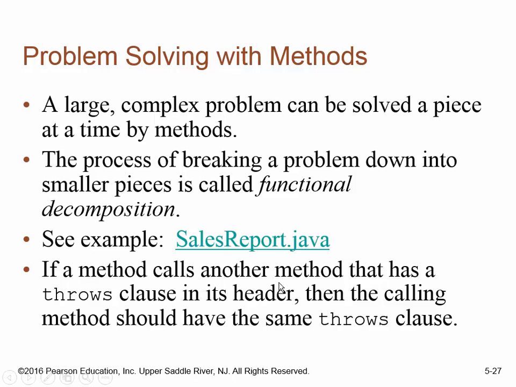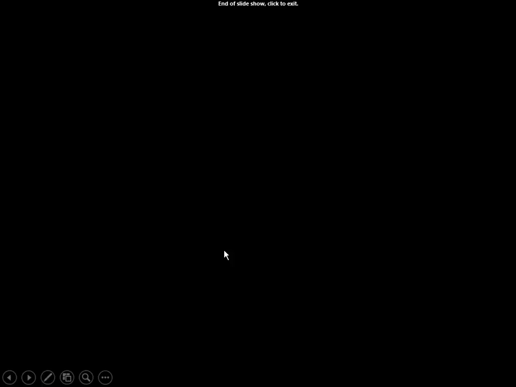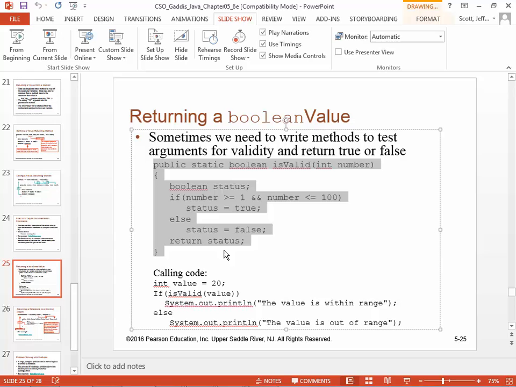They say here, if a method calls another method that has a throws clause, then the calling method should also have the same throws clause. You're going to see examples of that, and if there's time, we'll take a look at that particular example at the end of Chapter 5. And that's it for the chapter.